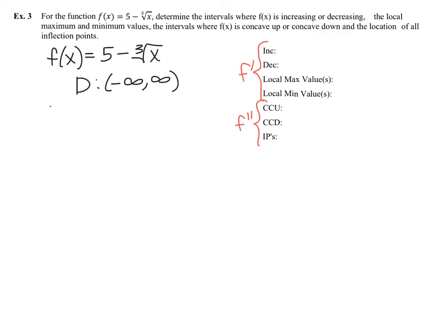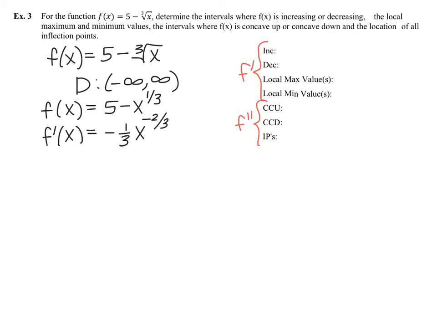So let's go ahead and move forward onto our derivative. And before I compute the first derivative, I want to remind you that you could rewrite this function as 5 minus x to the 1/3 power. And that might help you for computing the first derivative. So the derivative of 5 is 0, and then the derivative of negative x to the 1/3 will be negative 1/3 x, and then remember we subtract 1 from the exponent, so that'll give us a new exponent of negative 2/3.